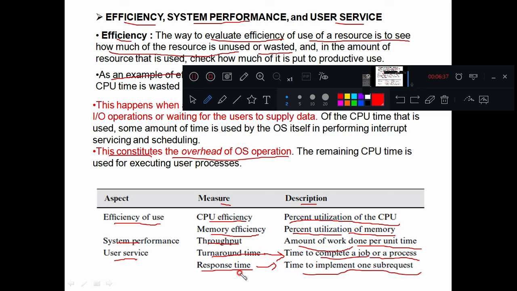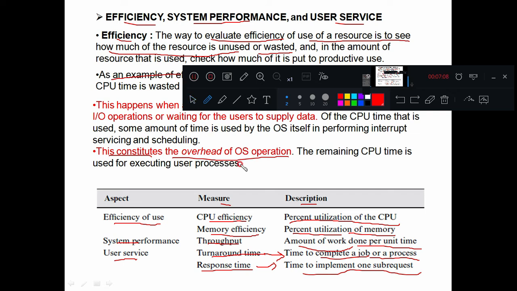Turnaround time is the time taken by the user or by any kind of software to complete one particular job. Response time is if I divide that entire job into a number of sub jobs, then how much time the operating system or anything takes to complete one sub request or sub job. I hope you understood the difference between turnaround and response time.